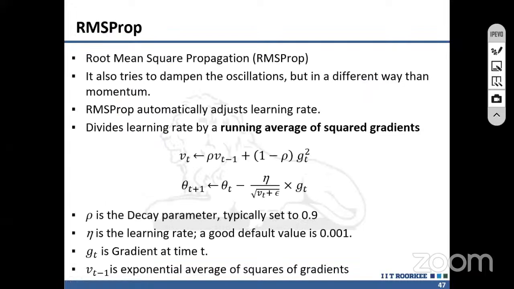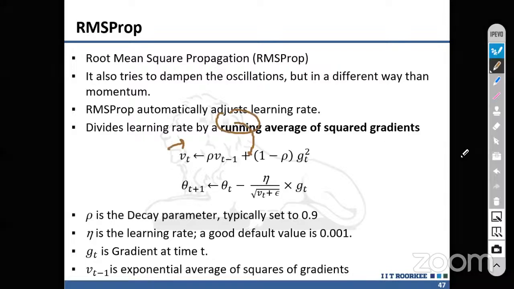Now there is RMS prop. These are using the squared gradients. So this is the formula, and it is very simple. Whatever we have discussed, you have this momentum. Instead of this momentum, we are adding the squared gradients. This is the only technique in RMS prop.